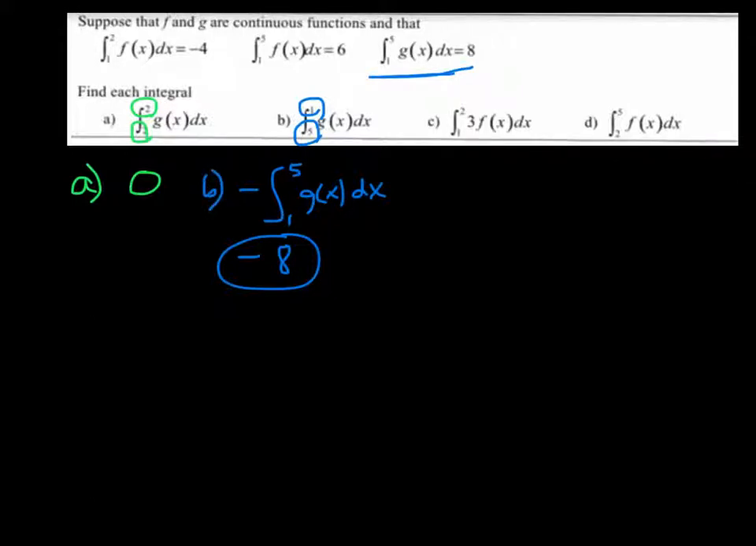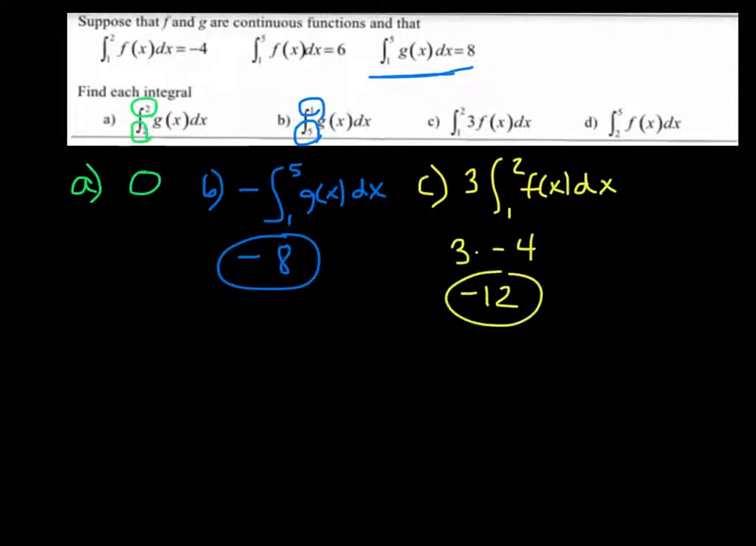Okay, letter C, the integral from 1 to 2 of 3 times f of x dx. Once again, using one of your property rules, this is the constant multiplication. So I'm going to rewrite this where I pull my constant 3 out in front, 3 times the integral from 1 to 2 of f of x dx. So it's simply 3 times -4, which of course is -12. Okay, really straightforward on those first 3. Let's go ahead and tackle letter D.